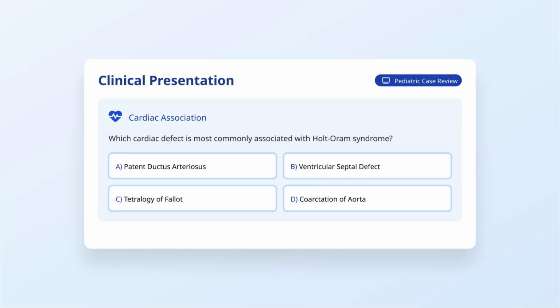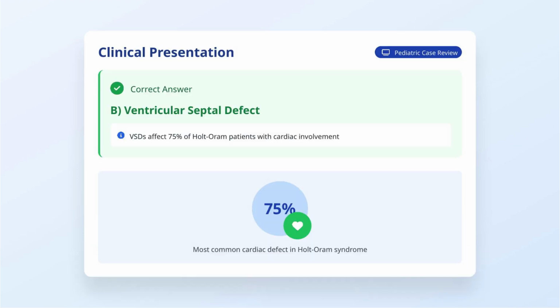Which cardiac defect is most commonly associated with Holt Oram syndrome? A. Patent ductus arteriosus. B. Ventricular septal defect. C. Tetralogy of Fallot. D. Coarctation of aorta. The correct answer is B.